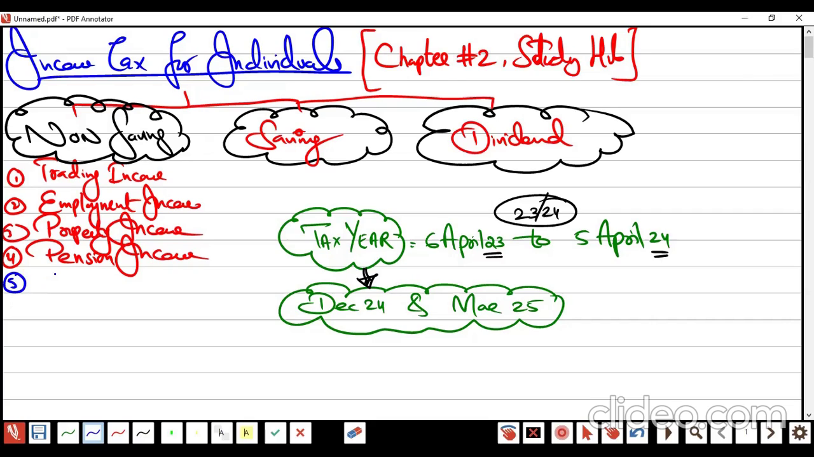First one, overseas income. There is a concept of overseas income, and you are going to get income from other countries other than UK. This is going to be chapter 13 of Study Hub. Inshallah, we are going to learn this one as well, and it's going to be part of your non-savings income.